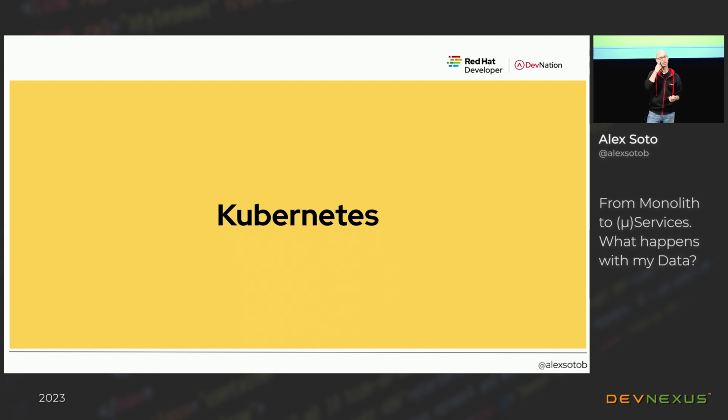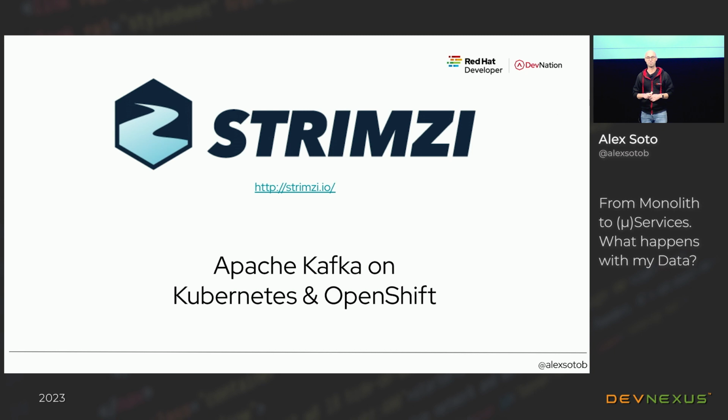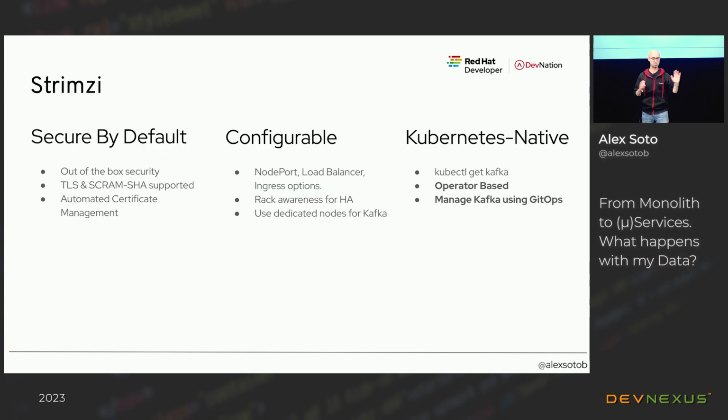But what happens with Kafka? Kafka is not that easy, because there are a lot of pieces to configure. My advice is that if you're trying to deploy Kafka into a Kubernetes cluster, use Strimzi. Strimzi is a Kubernetes operator that helps you deploy Kafka in Kubernetes. Basically, it provides all the security things by default.